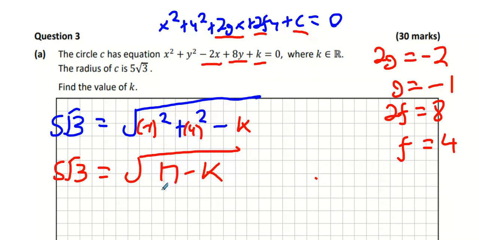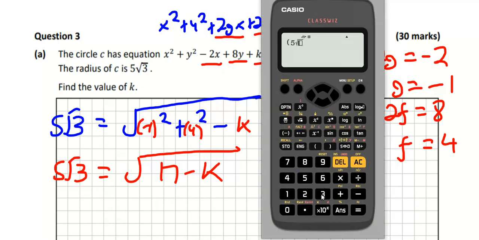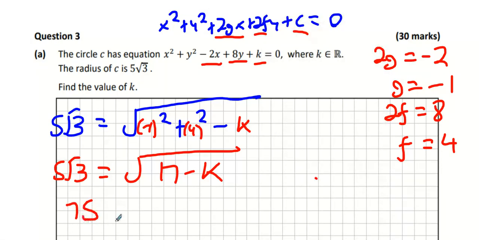Now, what I'm going to do is square both sides. We're going to get 5 root 3, I'm going to square it. We're going to trust the calculator to do the job for us, once again putting everything in the bracket and squaring it. And you get 75 equals 78 minus k.